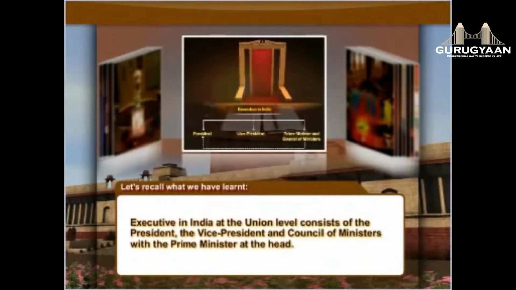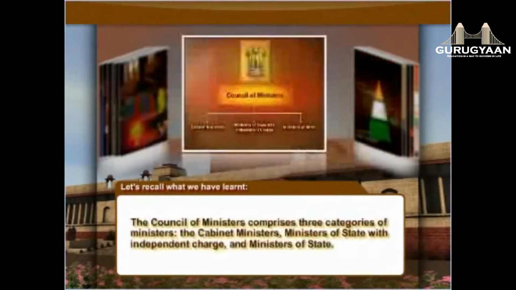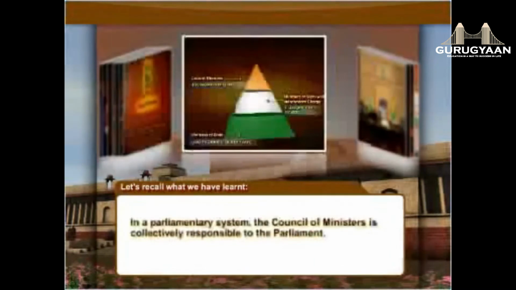Executive in India at the union level consists of the President, the Vice President, and Council of Ministers with the Prime Minister at the head. The Prime Minister of India is the leader of the majority party or the coalition parties in the Lok Sabha and is appointed by the President. The Council of Ministers comprises three categories of ministers: the Cabinet Ministers, Ministers of State with independent charge, and Ministers of State. In a parliamentary system, the Council of Ministers is collectively responsible to the Parliament.